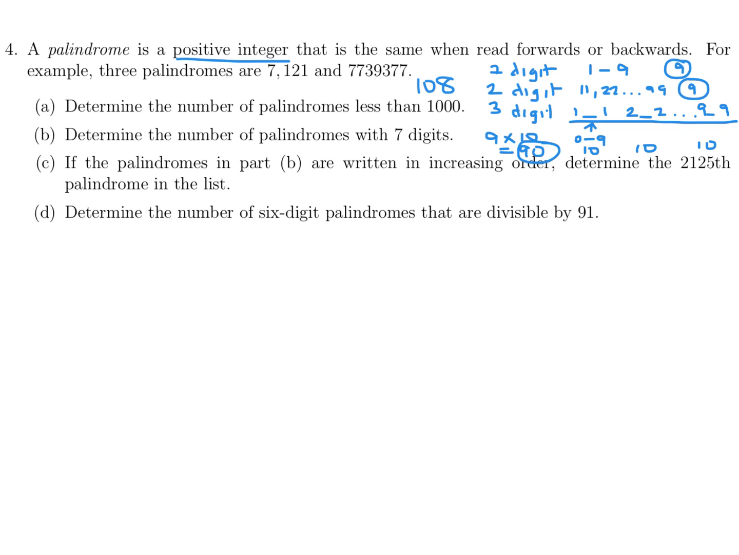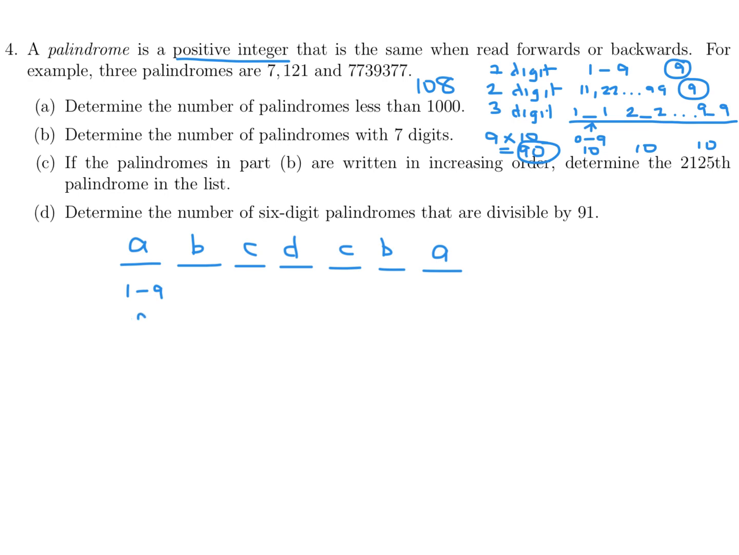Part B, let's see. Determine the number of palindromes with 7 digits. Okay, 7 digits: 1, 2, 3, 4, 5, 6, 7. What do I do here? Well, a palindrome is of the form A, B, C, D, C, B, A. That's the way a palindrome works. The first digit can only be between 1 and 9. It can't be a 0 because if it was, it would no longer be a 7-digit number. It would be a 6-digit number.